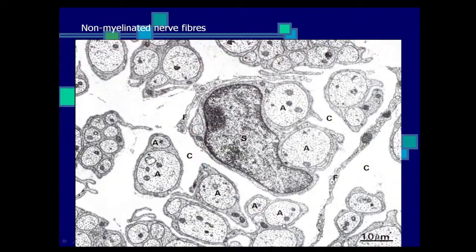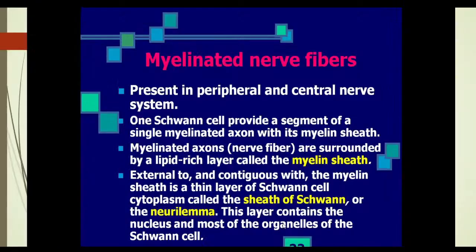We are talking about the unmyelinated nerve fiber. In the myelinated nerve fiber, present in the peripheral and central nervous system, one Schwann cell provides a segment of a single myelinated axon with its myelin sheath. External to and continuous with the myelin sheath, a thin layer of Schwann cell cytoplasm is called the sheath of Schwann, or neurolemma. This layer contains the nucleus and most of the organelles of the Schwann cell.